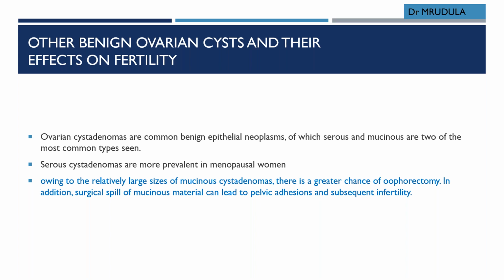And they grow to a very large size. These mucinous cystadenomas, you also know, grow to a very large size. And there is a greater chance of oophorectomy because of the multilocular nature of these mucinous cystadenomas. Also, surgical spillage of this mucinous material will lead to pelvic adhesions and subsequent infertility. So mucinous cystadenoma surgery may be associated with decreased ovarian reserve or decreased fertility potential.